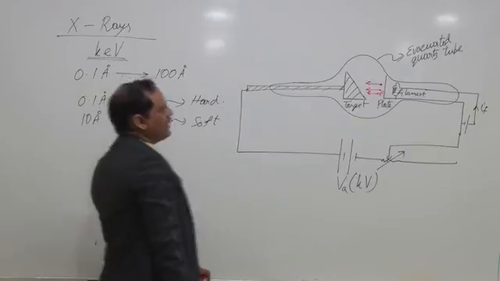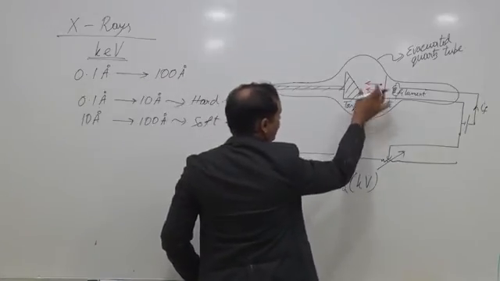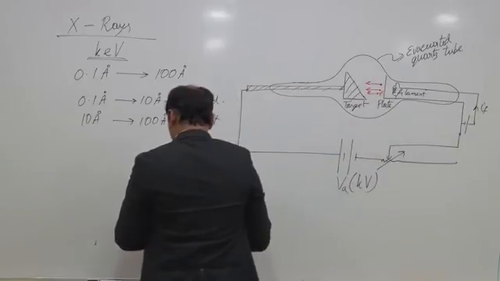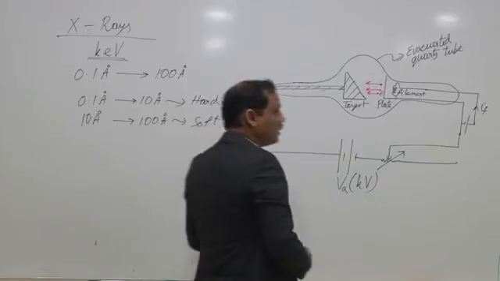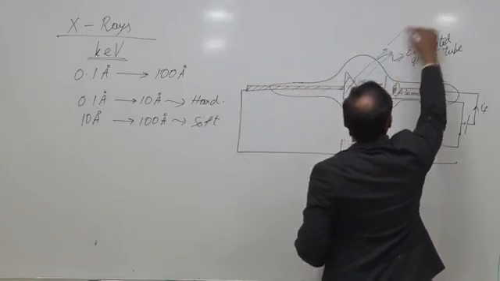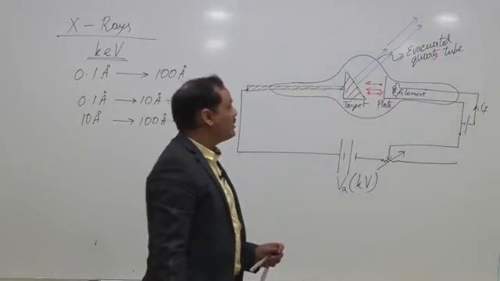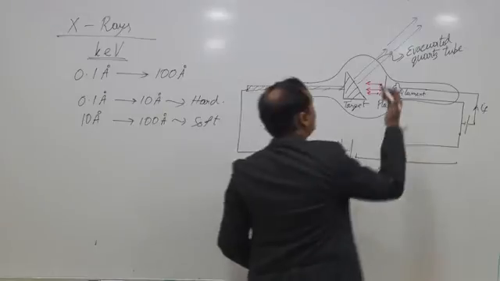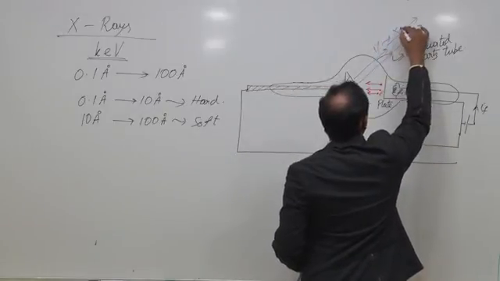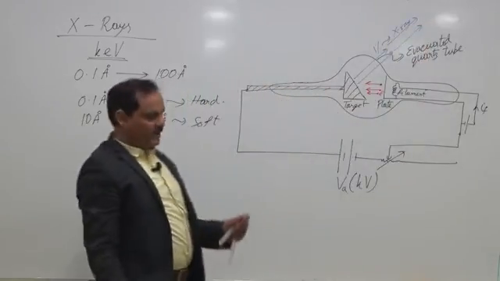These accelerated electrons gain kinetic energy due to the field between plate and target. These electrons strike the target, lose their kinetic energy, and this lost kinetic energy is emitted in the form of photons. About 1% of the lost kinetic energy is emitted in the form of X-ray. 99% is converted to heat.